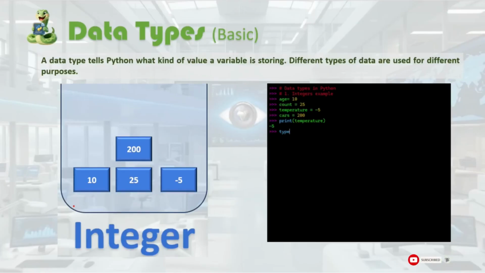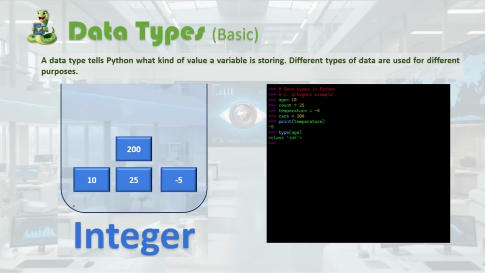Now, you might be wondering, how do we know what data type Python has assigned to a variable? Python provides a built-in function called type. The type function returns the data type of a variable. This tells us that the variable temperature is of type integer, or int. You'll use the type function quite often while learning Python, especially when you want to check what kind of data is stored inside a variable.